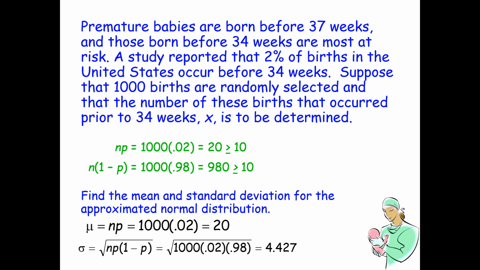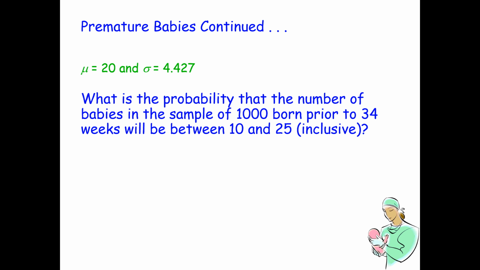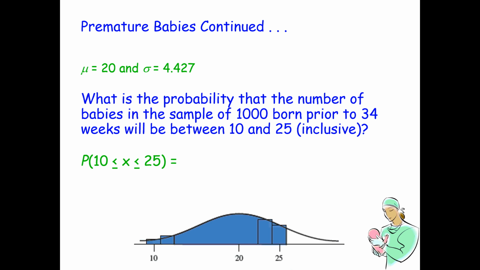So now that we know that it can be used with a normal distribution with this standard deviation, we want to know what is the probability that the number of babies in the sample of 1,000 born prior to 34 weeks will be between 10 and 25 inclusive, which means the 10 and the 25 will both be included in our answer. So we're looking for the probability that x is between or equal to 10 and 25.